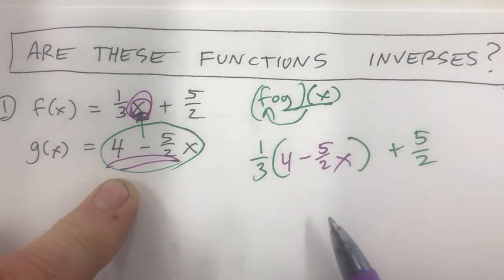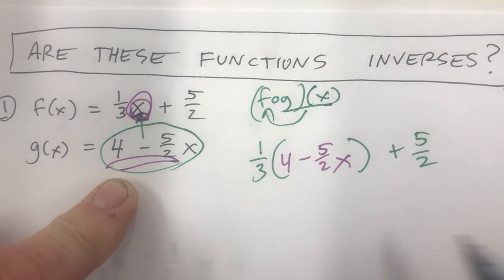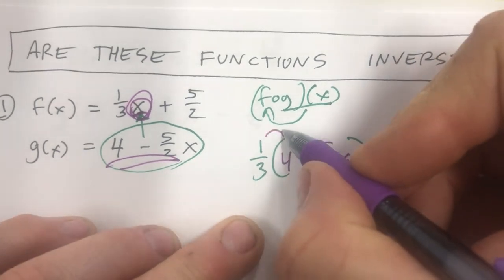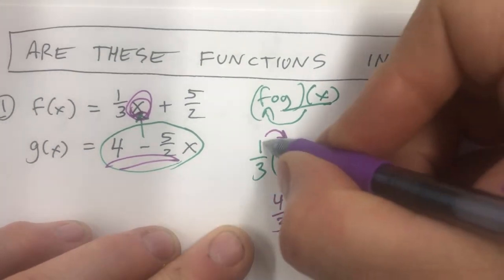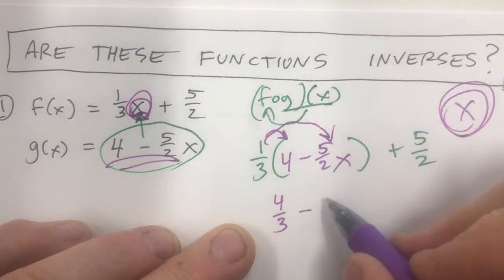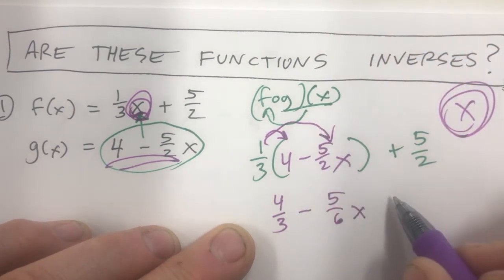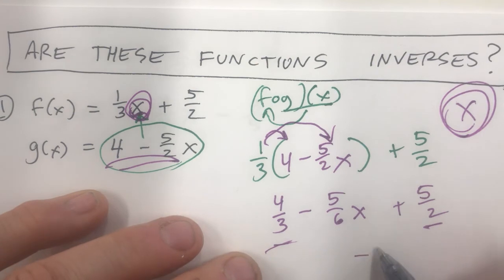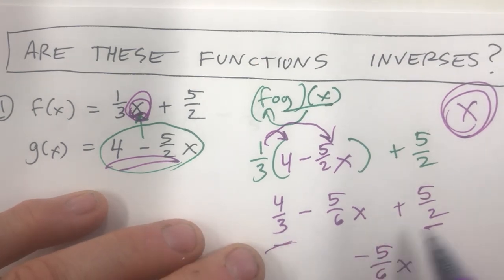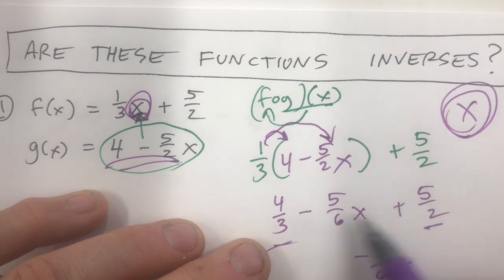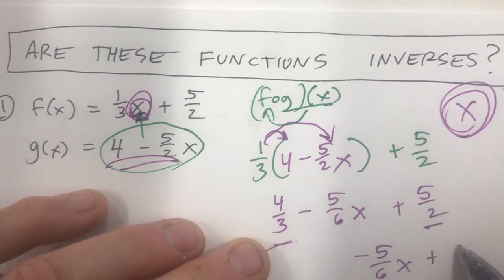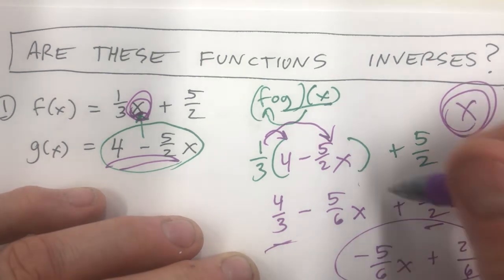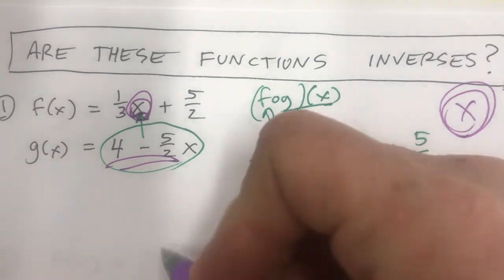All right, so there you go. There's f of g of x right there. Now I want to simplify it. And if I get x, then they're inverses. All right, so I'm going to distribute here. So 1/3 times 4 would be 4/3. 1/3 times negative 5/2 x would be negative 5/6x, and then plus 5/2 over here. And these two go together. So I'm going to have negative 5/6x, and then 4/3 plus 5/2 would be 23/6. But the thing is, I could tell back here that nothing's going to cancel. I don't get x, so this is no.